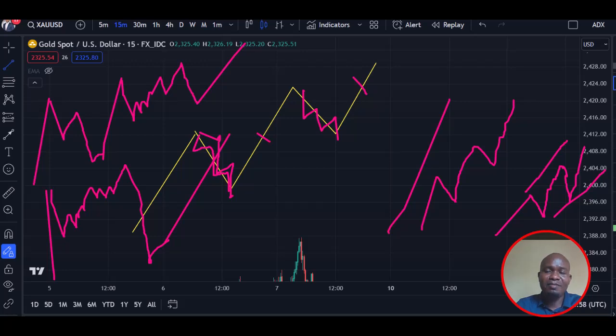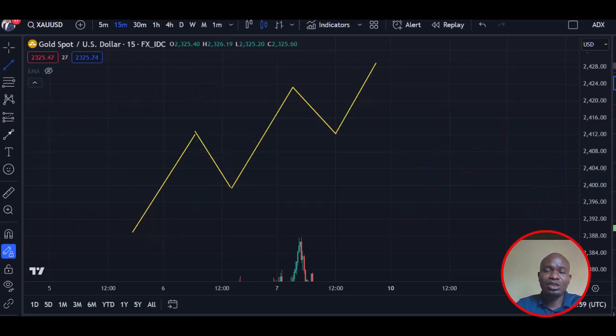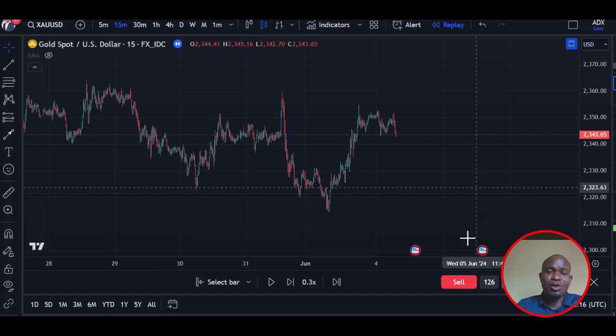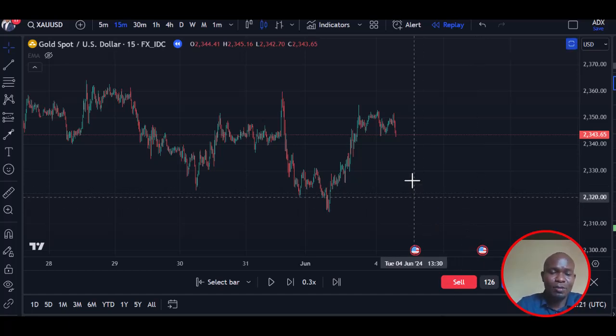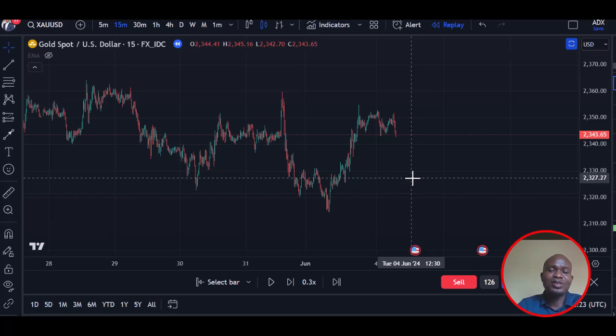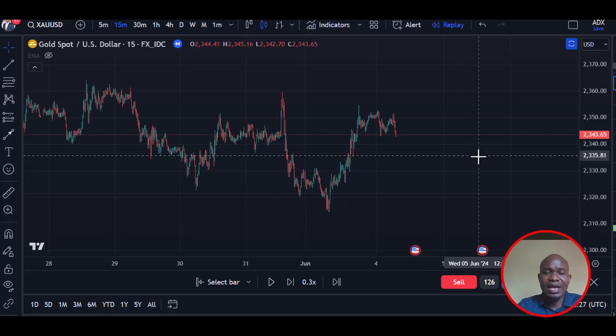If I should take you to the real market now, this is a gold chart. If you take a look at this gold, let's see how we can identify a potential trade setup, whereby we take an action based on the concepts we've established: an impulse, a correction, an impulse.